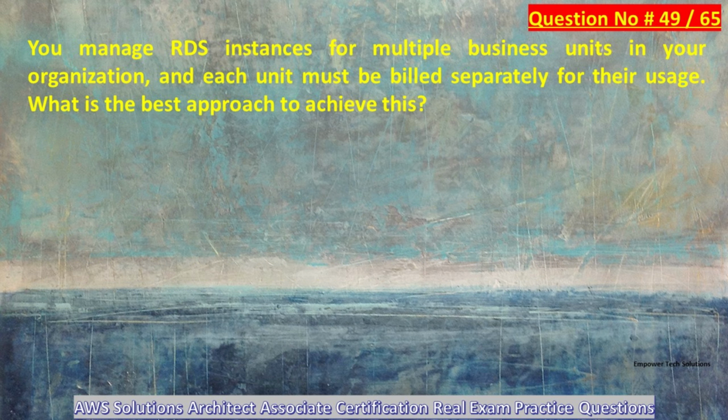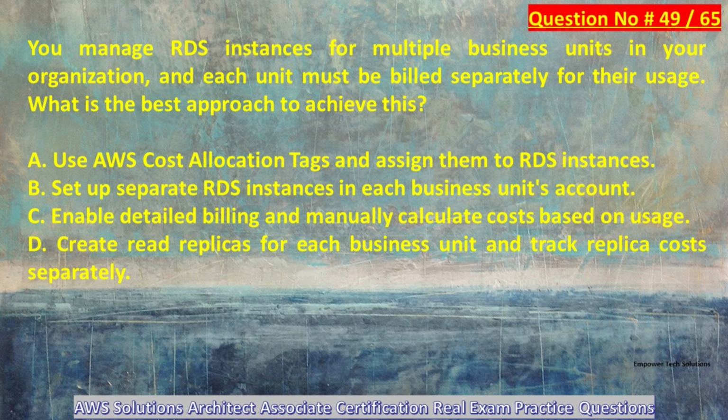You manage RDS instances for multiple business units in your organization, and each unit must be billed separately for their usage. What is the best approach to achieve this? A. Use AWS cost allocation tags and assign them to RDS instances. B. Set up separate RDS instances in each business unit's account.